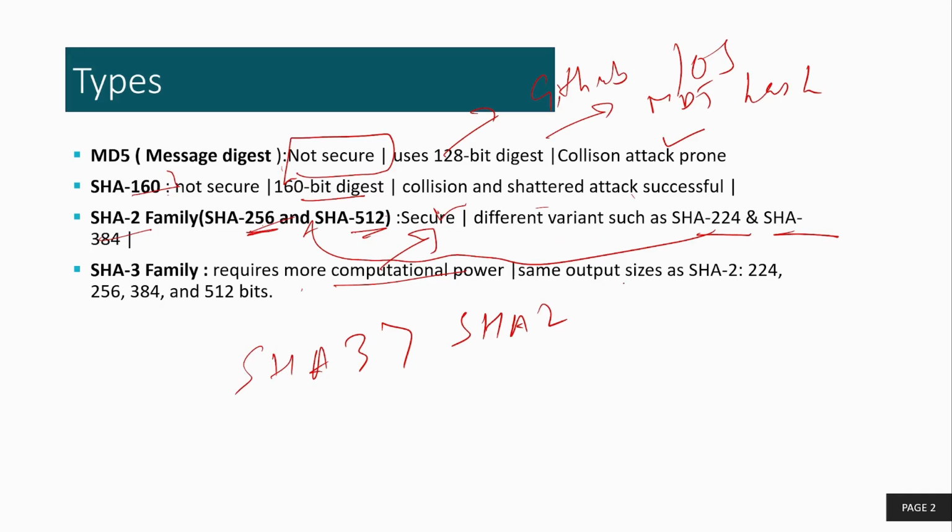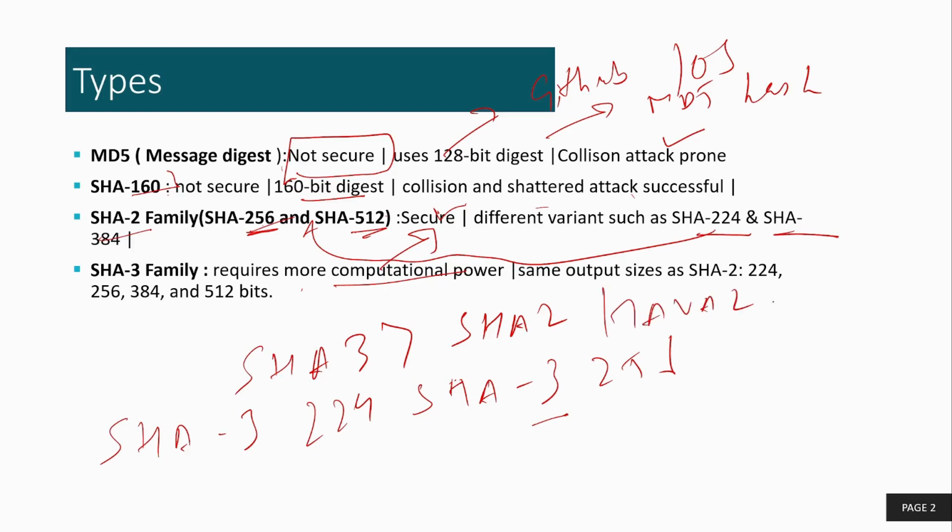Similar to SHA-2, it gives you SHA3-224, SHA3-256, similarly. So instead of 2, you just replace the 2 with a 3. These are the types of hashing algorithms. There are others also, like Whirlpool, Haval, RIPEMD, but I think most of the time, or in most of your examinations, you will see these.